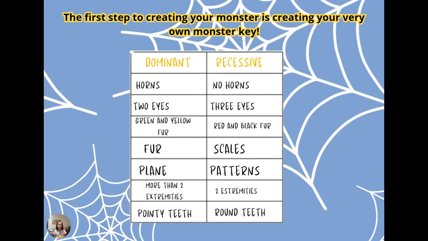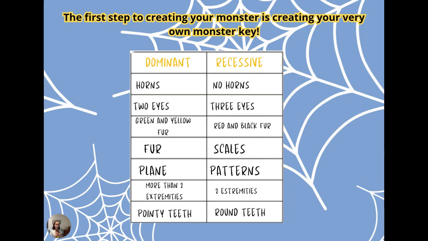Okay, so the first thing you want to do, your first step, is to create your monster key. What's this monster key going to be about? In this table, you can put dominant in one column and recessive in the other. In each one, you can put whichever traits you want to be dominant or recessive. It doesn't have to be accurate because, well, we don't really have a real monster key. So this is up to you and your creativity.